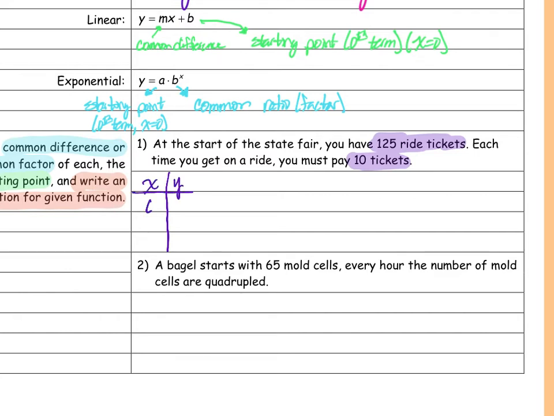X and Y, my starting point is, I start out with 125 tickets. If I go on one ride, right, X is the number of rides I go on, Y is my number of tickets I have. So if I go on one ride, I have 115 tickets left. If I go on 2 rides, I have 105 tickets left. So what's happening? I'm subtracting by 10. Questions on how I made the table?